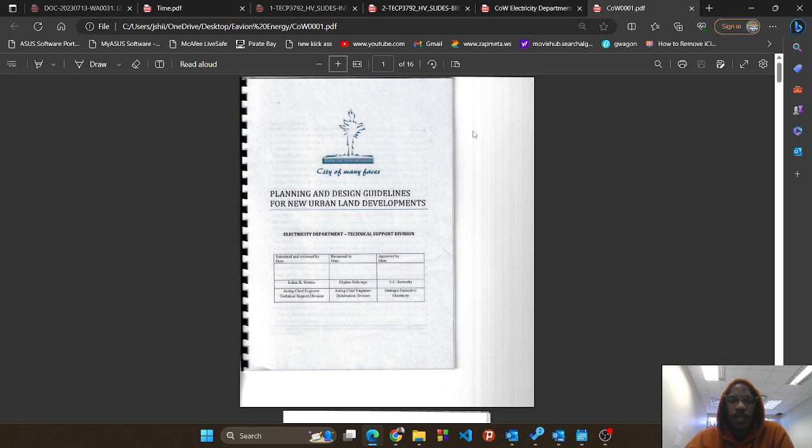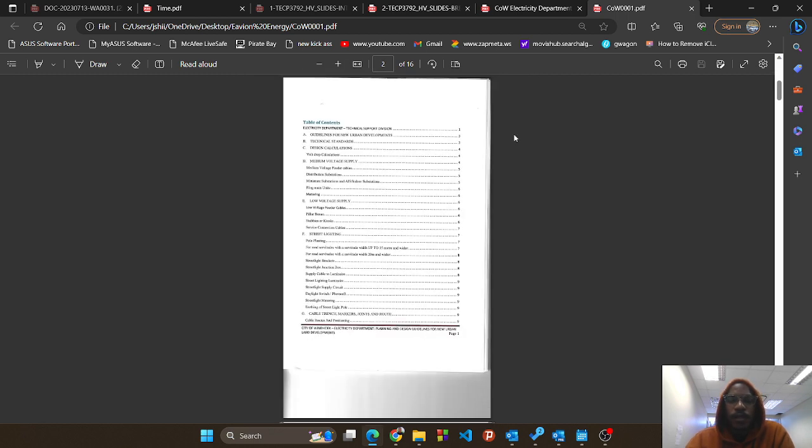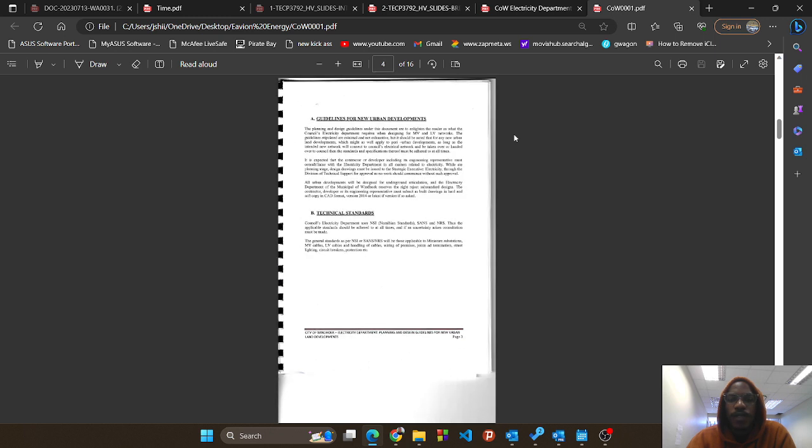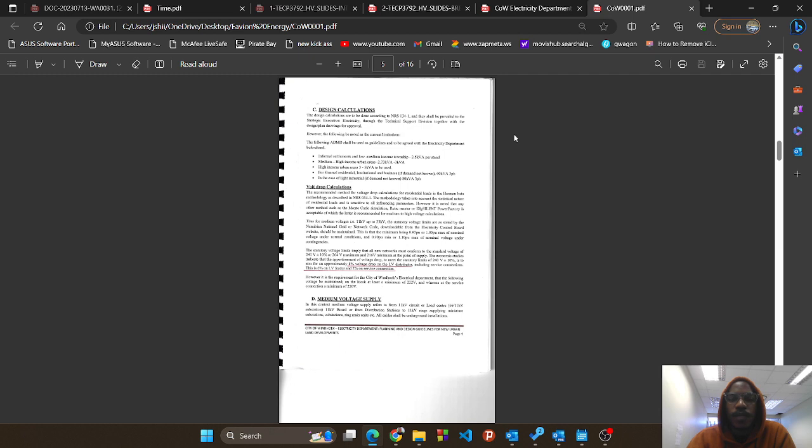So I'm just gonna run through. From the table of content there, you can see it talks of all the guidelines, the technical standards, the design calculation, including the voltage drops, the medium voltage supplies. This is now from your load centers to your miniature subs, and then the low voltage supply, which is now from the miniature sub all the way to the kiosk, all the way to the urban, where you can put everything, the street lighting and so forth. So it talks of literally everything that you need to know in terms of reticulation.